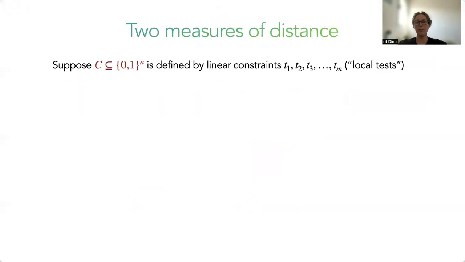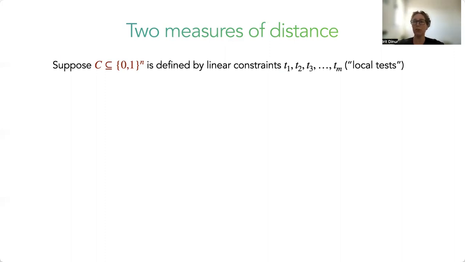So really, if I want to think about locally testable codes, it's interesting to understand that there are two measures of distance of a given word from the code. Let's look into that for a minute. So suppose we have a code that's defined by some linear constraints. And in our setting, the constraints are always going to be low density or sparse. So each constraint only looks at a few bits.